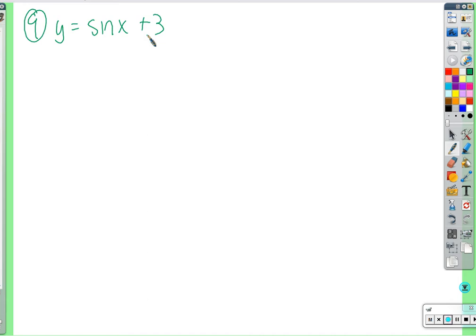But what could I add to this expression? Parentheses around the x plus 3. And then the x is moving to the left. Good, so it's good to check yourself on that. It's not parentheses, so it's not to the left 3, it's up 3. Pretty simple. So we'll just put a midline of 3. And there's nothing else to change, so we just graph it like normal.